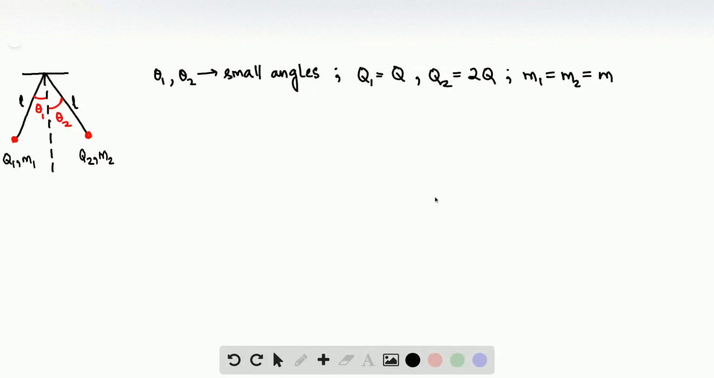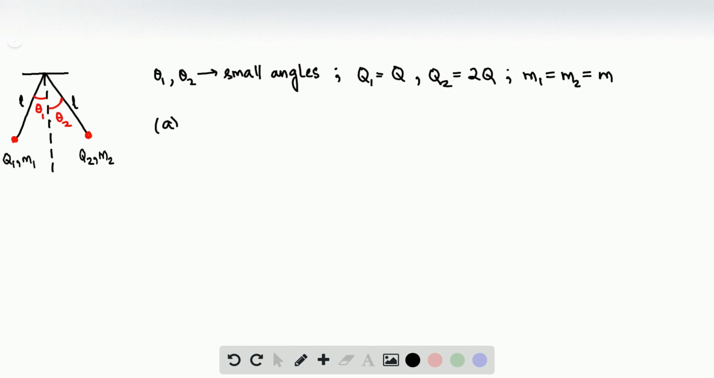In this question, we have two small charged spheres hanging from cords of equal length L, and they make small angles θ1 and θ2 with the vertical. The charges and masses on both the spheres are given, and θ1 and θ2 are assumed to be very small. Now the first question is to determine the ratio between θ1 and θ2.